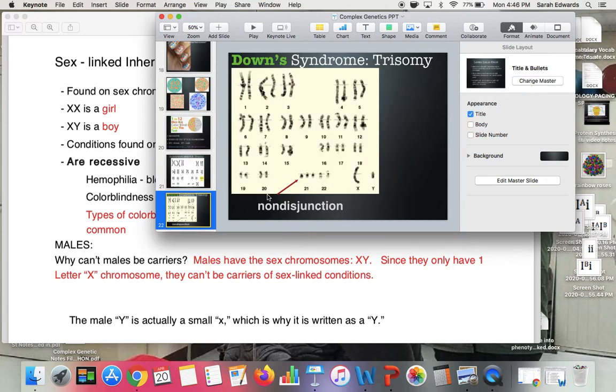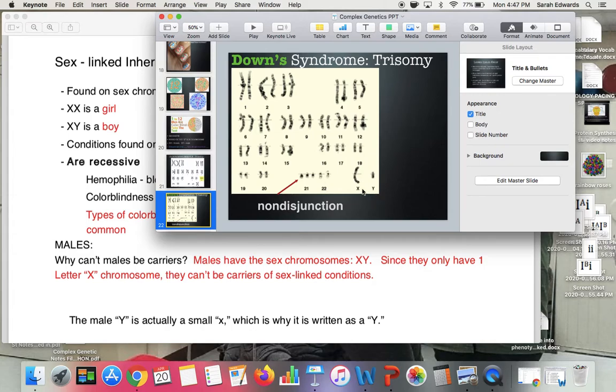This is a karyotype of Down syndrome. So you see your 3 copies of chromosome 21. That's when the chromosomes fail to separate in anaphase, so you end up with an extra chromosome. But this is a male. There's 1 X and there's 1 Y chromosome.